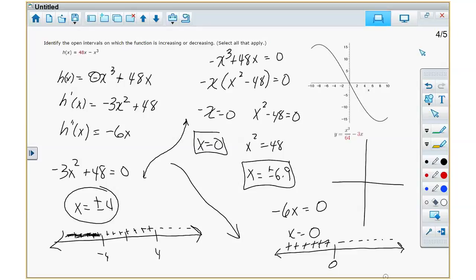We know that the x-intercepts are what? It takes a while to sketch it, but let's go ahead and sketch it. My x-intercept is 0 and 6.9. So we got 0, and it says positive 6.9 will be out here, and negative 6.9 will be here. That's what it says. And then your y-intercept is what? 0. So that's the y-intercept. What else we got?